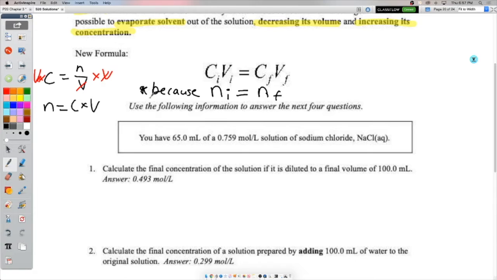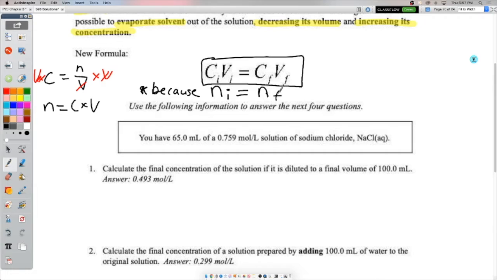Okay, do you super need to understand that to use the equation? No, if I'm being honest, but it never hurts to understand things in a few ways. So there's our equation, and it works because C times V is n. So C_i does not equal C_f, V_i does not equal V_f, but when you multiply them together, you get n, and those are equal. n_i is equal to n_f.